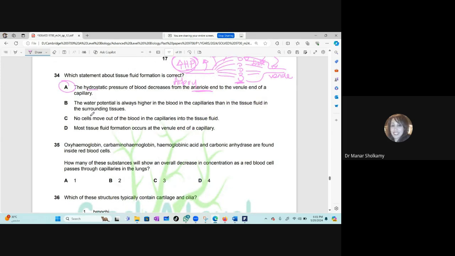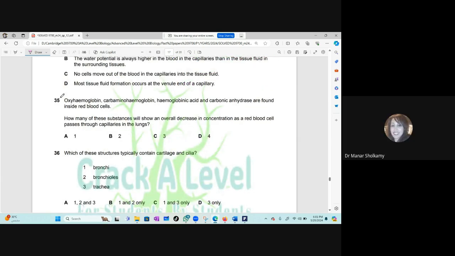And C is wrong. Why is C wrong? No cells move out of the blood. Yes, we know that the big proteins don't move out. But in times of infection, what will move out of the blood in the capillaries into the tissue fluid? The white blood cells. Correct. Well done.